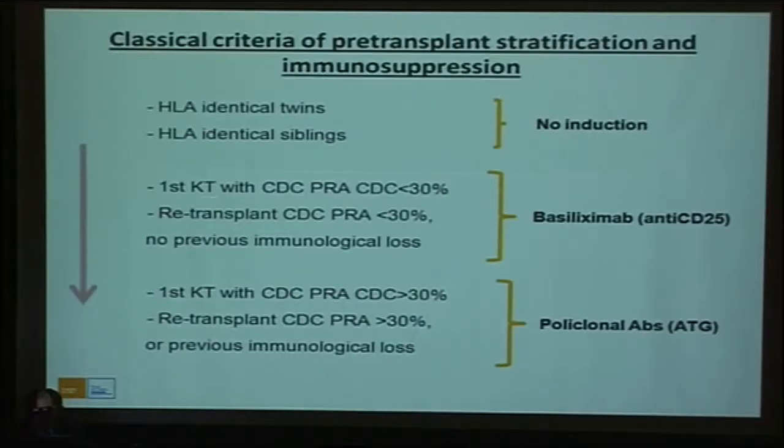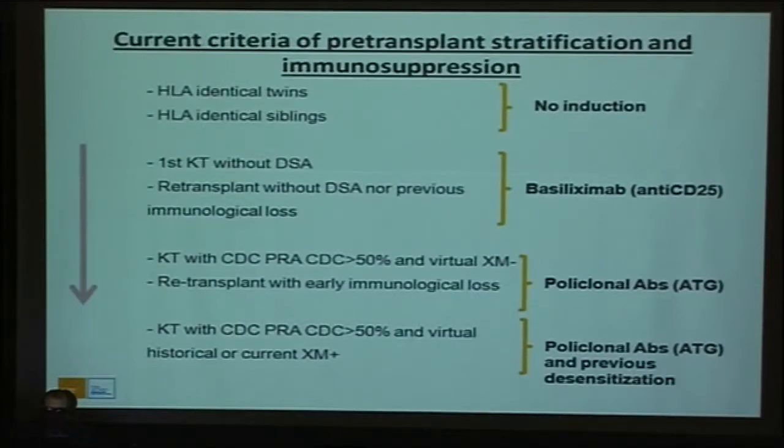If you have a patient with a first transplantation with a CDC below 30%, or a retransplant with a CDC below 30% without previous immunological losses, with only this, we said, okay, this is a low immunological risk, I will do simple induction. And then if the patient has above 30%, or is a retransplant above 30%, or with previous immunological loss, this was a high-risk patient, and I would use full induction. And this was associated with results that are good, but not exceptional.